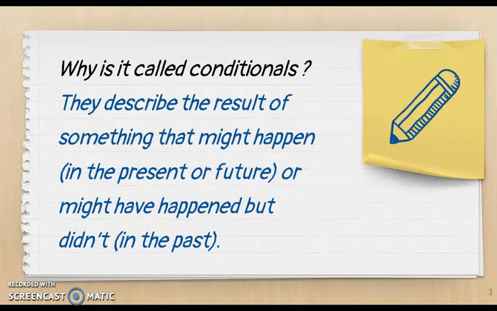Conditional tense describes the result of something that might happen in the present or future, or might have happened but didn't happen in the past.